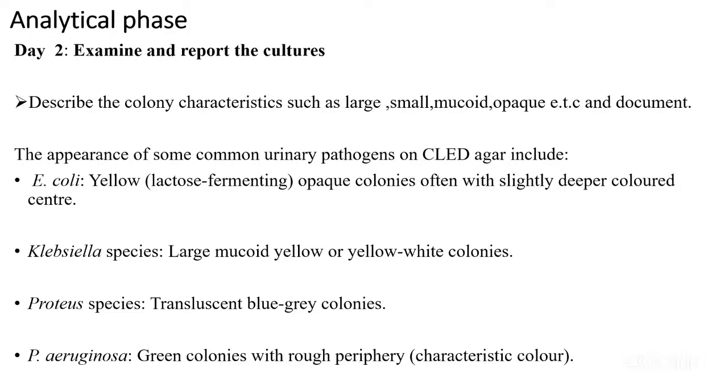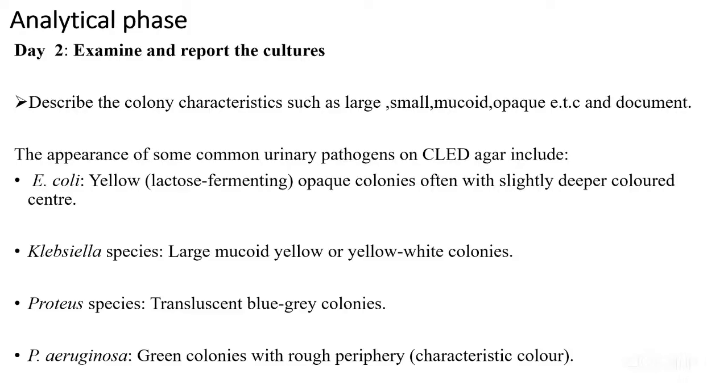Then, once you document, you might start suspecting which organisms they might be. Let's say E. coli is the most common urinary tract infection bacteria that is isolated. It is usually a lactose fermenting bacteria, usually with yellow opaque colonies and a slightly deeper colored center. Klebsiella is typical for mucus. It is mucoid, large colonies, and it's a lactose fermenter.